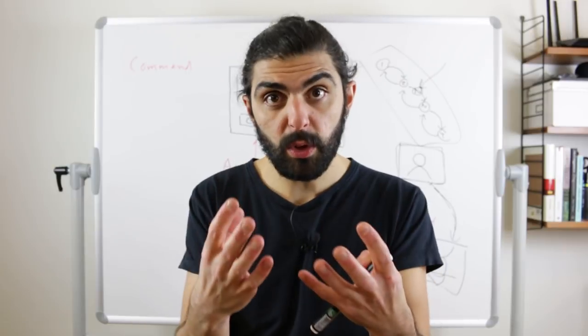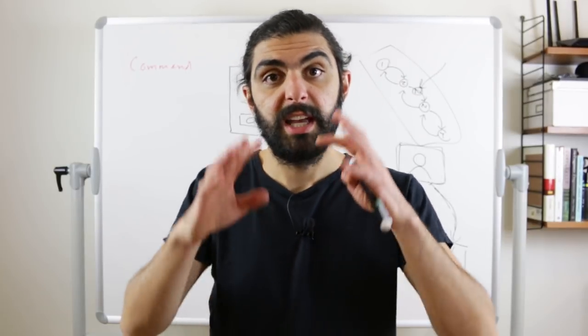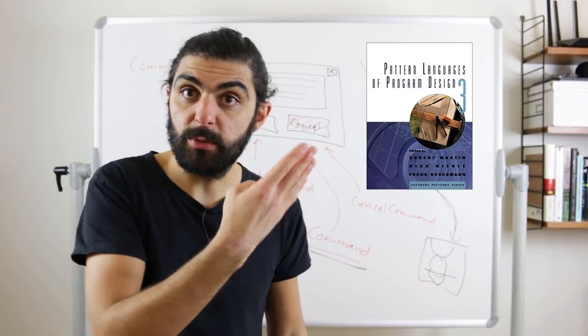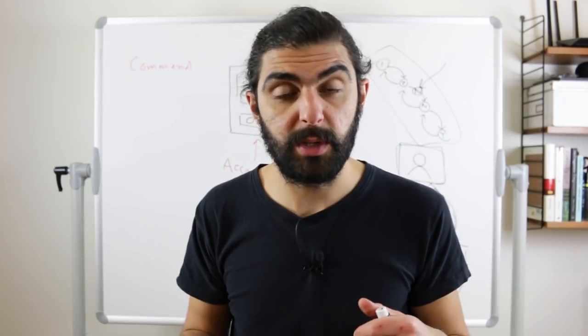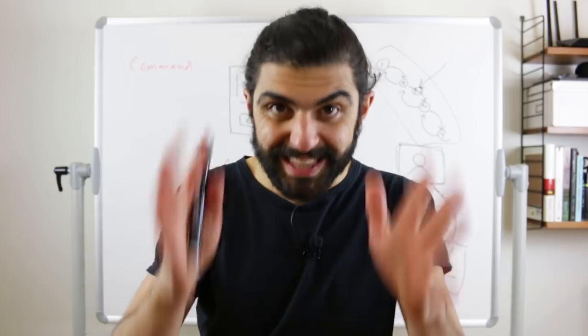According to Wikipedia, the null object pattern was originally introduced in the book Pattern Languages of Program Design. I haven't read that, so I can't say anything about that book, but I'll link that book in the description if you want to check it out. But that's it for this video.